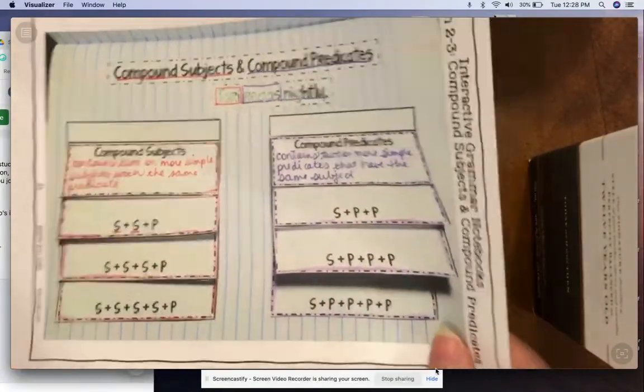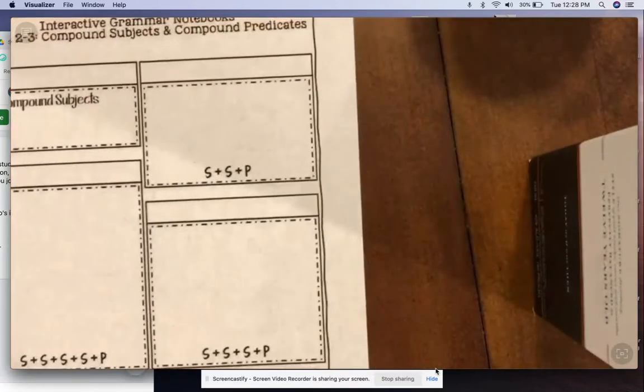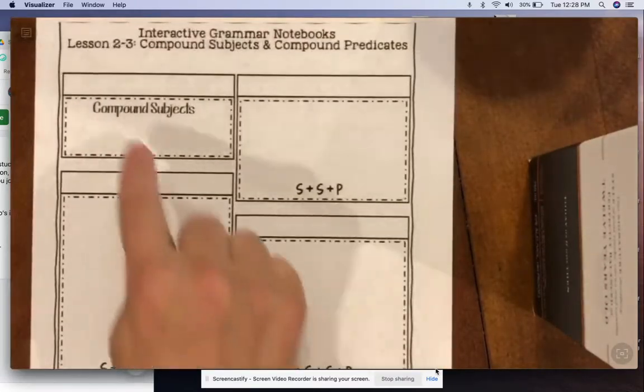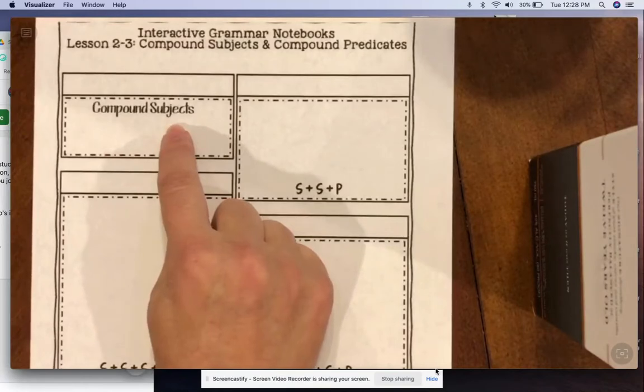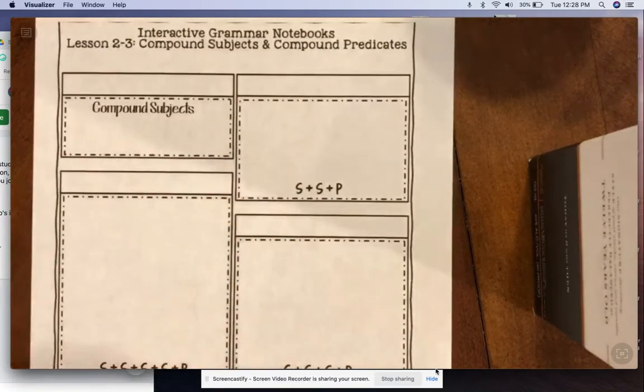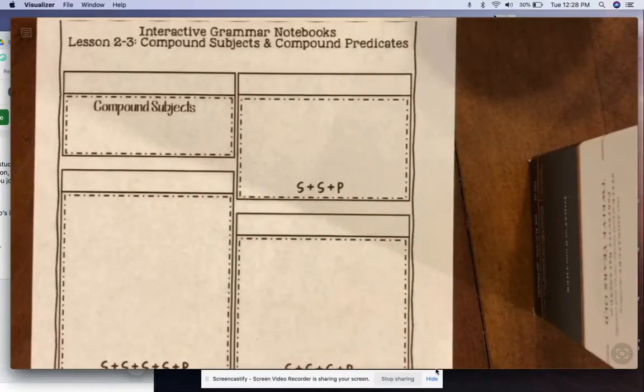Here's the page that your sub should be giving you today. Make sure that it says compound subjects and not compound predicates. Today we're working with subjects only, okay? All right, let me show you the pieces that you're going to be cutting out today.